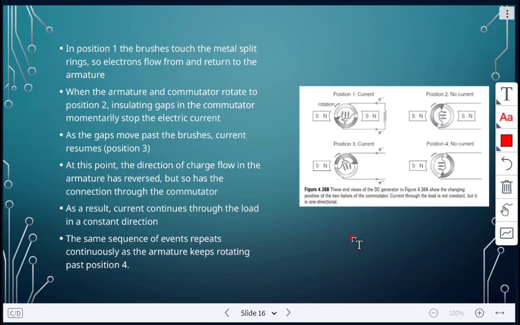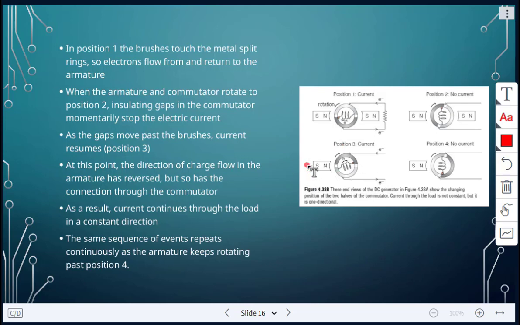All right, so here we have 4 positions. Position 1, we have a brush that touches the metal split rings, so electrons are able to flow from and return to the armature. Then the armature and commutator rotate to position number 2. There are insulating gaps in the commutator which will momentarily stop the electric current. Then as the gaps move past the brushes, the current will resume.